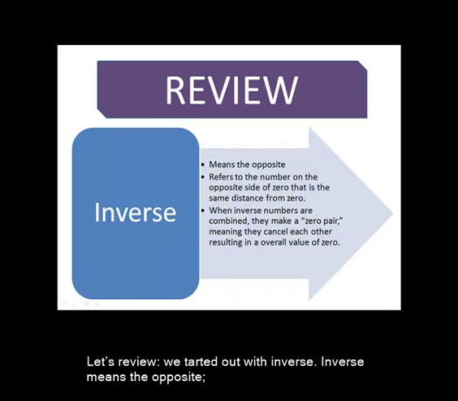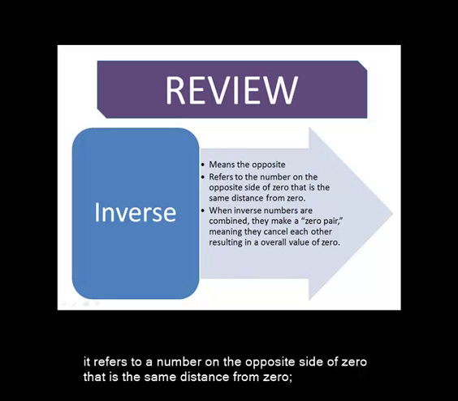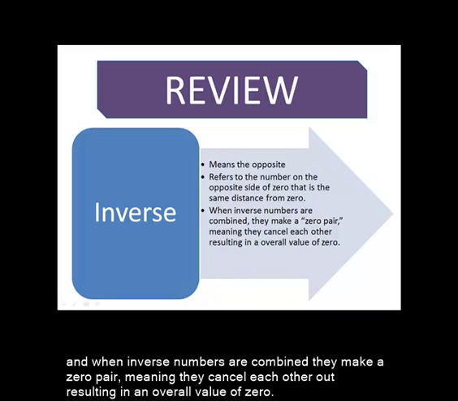Let's review. We started out with inverse. Inverse means the opposite, refers to a number on the opposite side of 0 that is the same distance from 0. And when inverse numbers are combined, they make a 0 pair, meaning they cancel each other out, resulting in an overall value of 0.